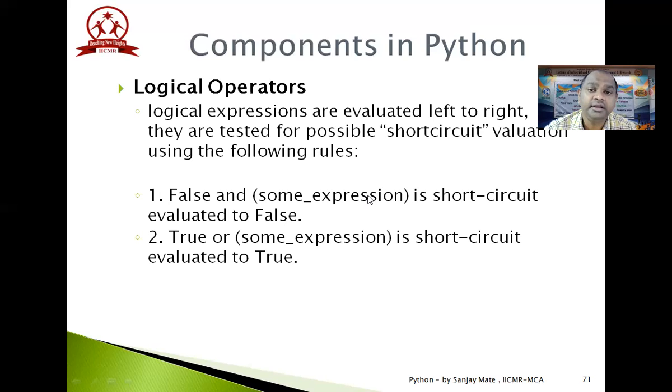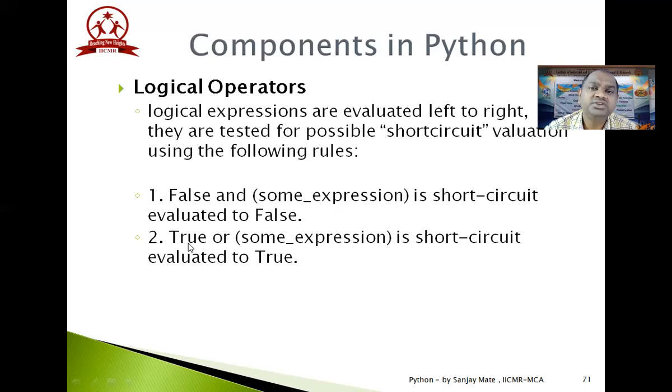But if the first condition is false in an AND, then the remaining conditions are skipped, because everything with a false will be false. Therefore it will not be checked. That is the short circuit. Same with the OR also.